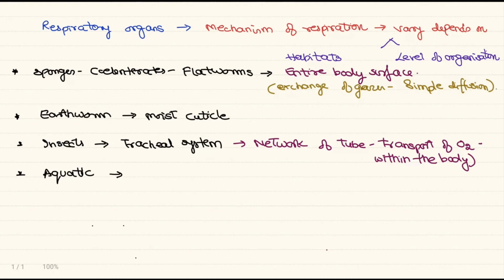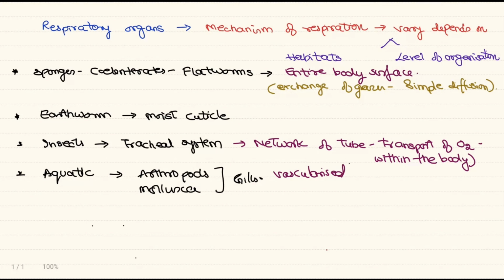Moving on to the higher aquatic forms, it can be the aquatic arthropods like the crabs and the prawns, or it can be the mollusca. As the body has become more complicated, they have structures called gills which help in respiration. These gills are highly vascularized. That is, they contain a lot of blood circulation, which will help in the exchange of the gases. Respiration by gills is called branchial respiration.